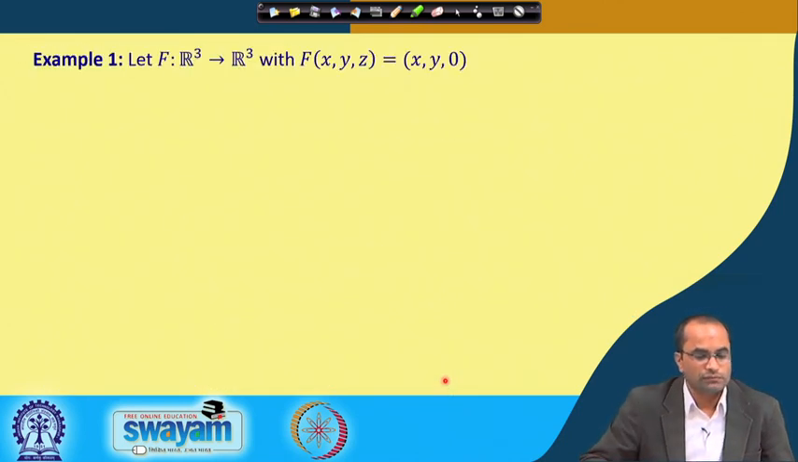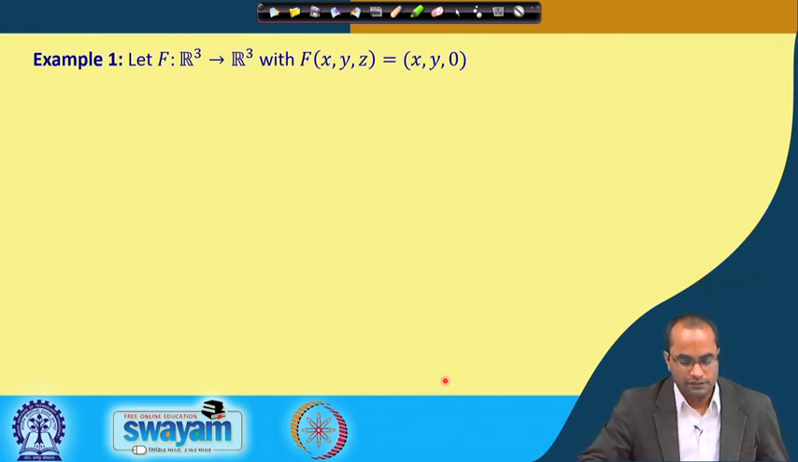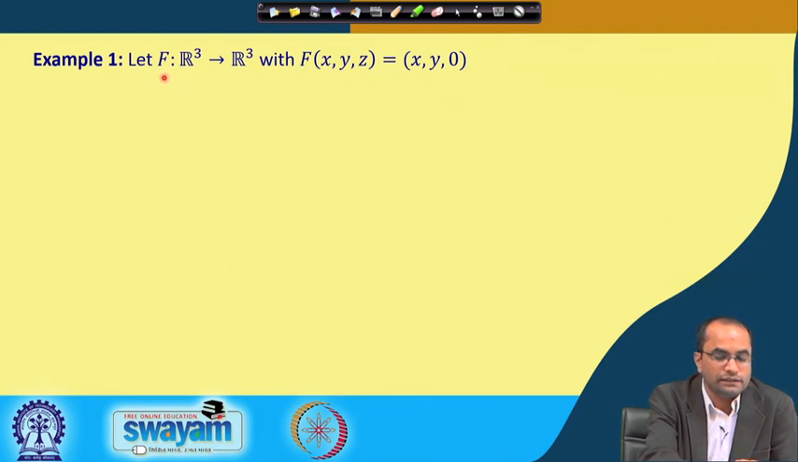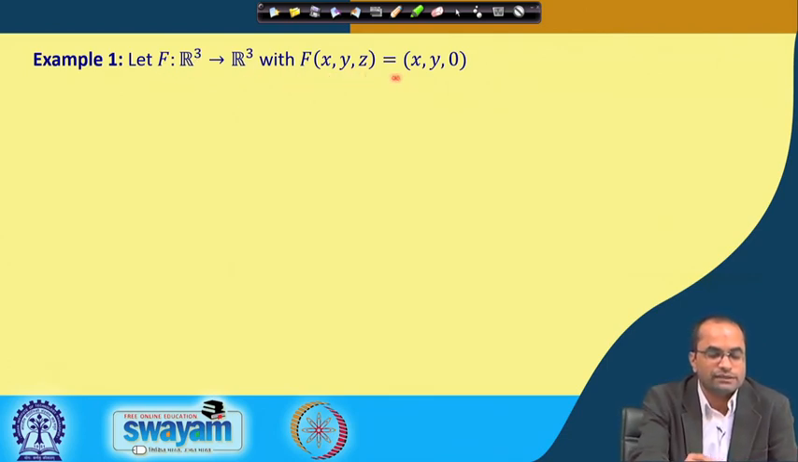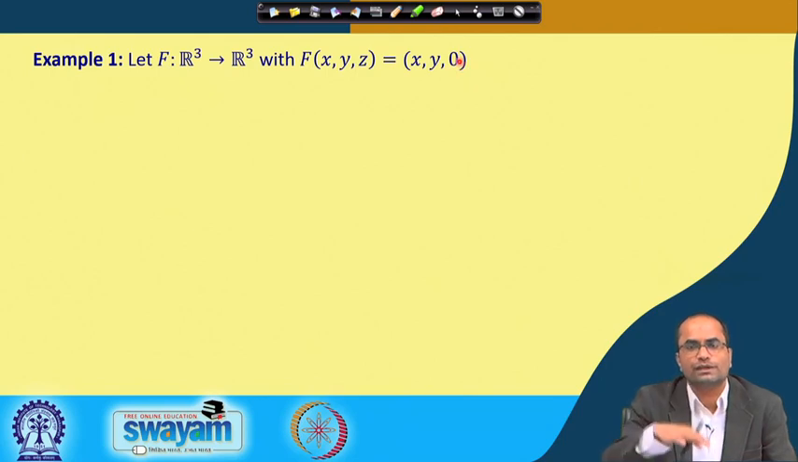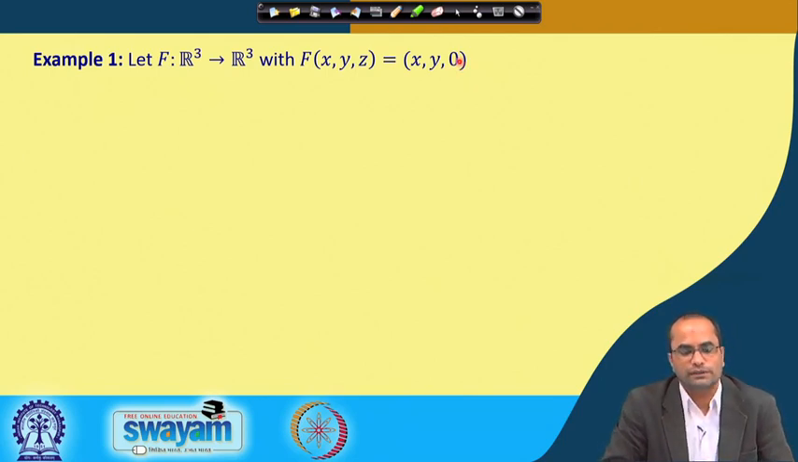So, we go through some of the examples where we do see these linear maps. First, let f be a linear map from R 3 to R 3 with f of (x, y, z) equal to (x, y, 0). So, every element of this R 3, denoted by (x, y, z), maps to (x, y), and the z becomes 0. So, it is a projection of that point (x, y, z) to the x y plane.